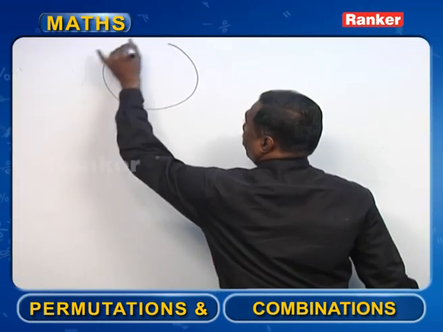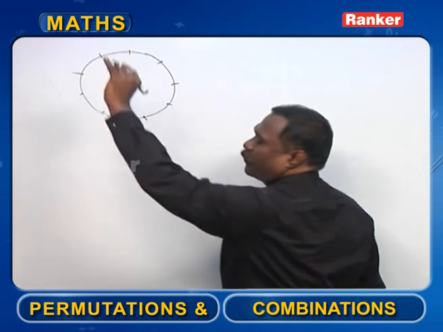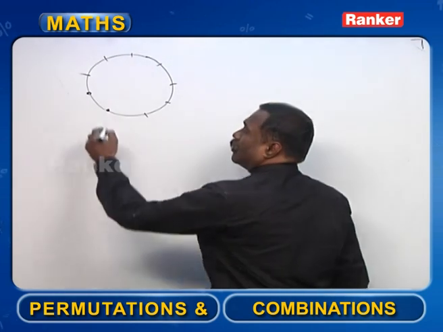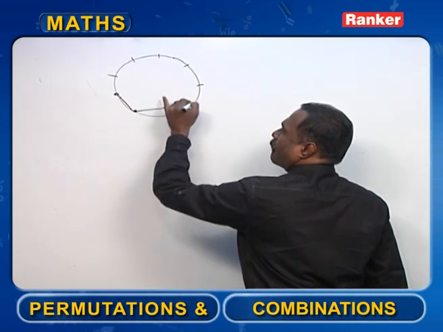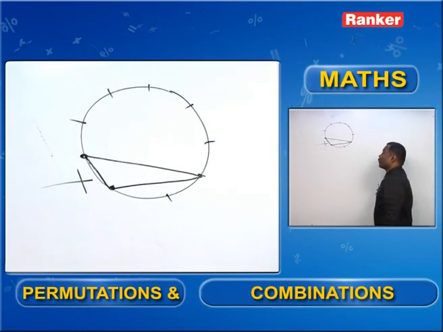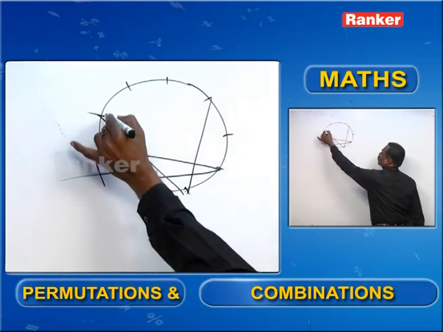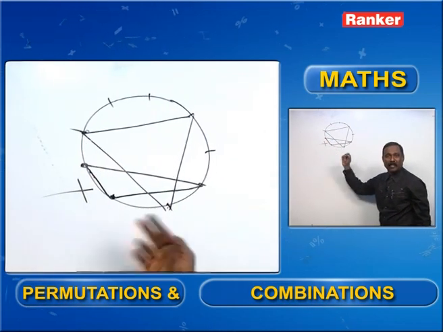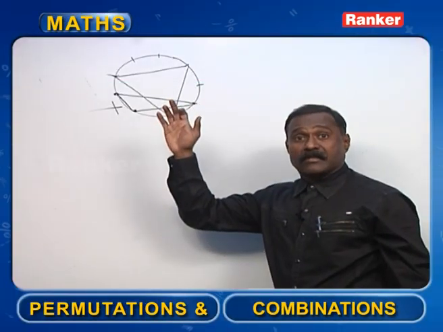There is a circle. On the circle, how many points are there? N number of points are there. Now you have to form the triangles in such a way that there should not be 2 points consecutively chosen. That means this we don't want. This we don't want. But we need this, because these two are not consecutive. In between these two there are 2 points. In between these two there are 2 points. So understand.